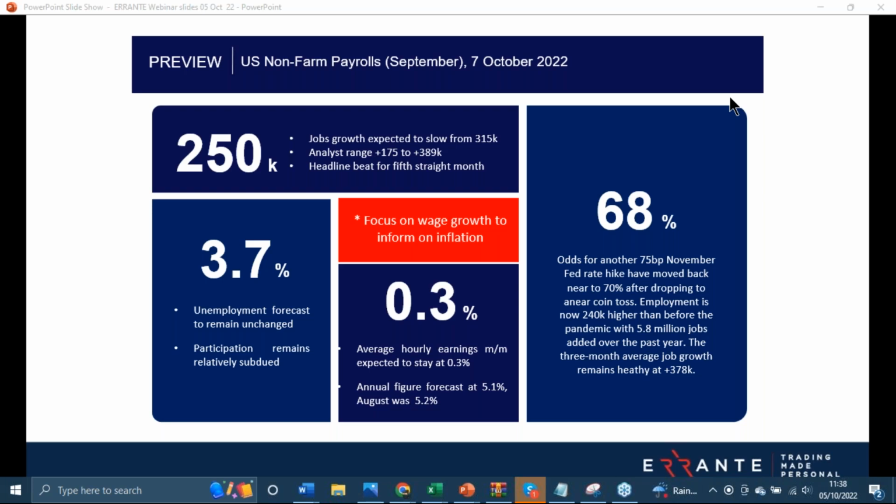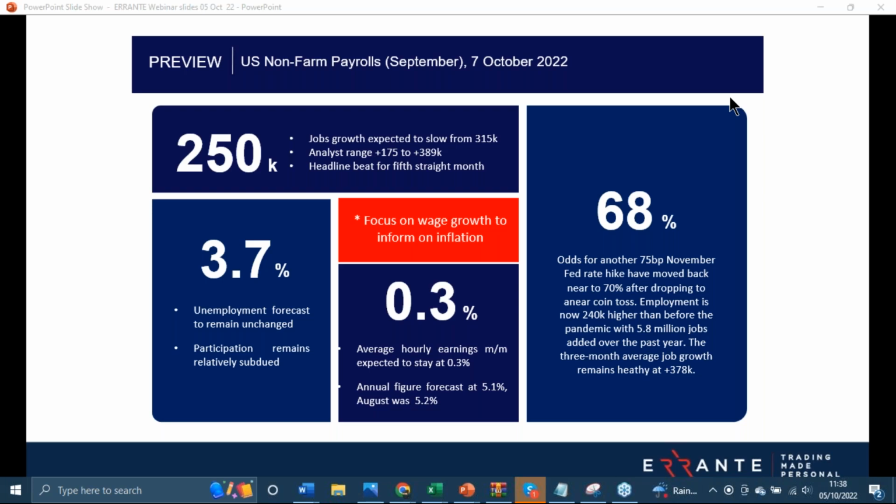Forecast range from 3.6 to 3.8, I think. And then average hourly earnings, probably a key figure, expected to have risen by 0.3% month on month and 5.1% year on year. And certainly the report will be digested to help gauge the Fed's reaction function, as we say, for the November meeting.